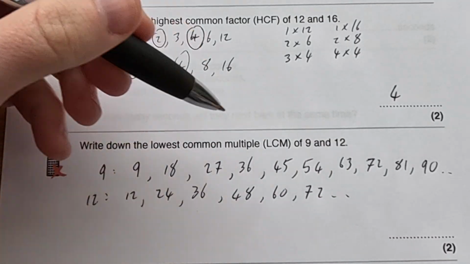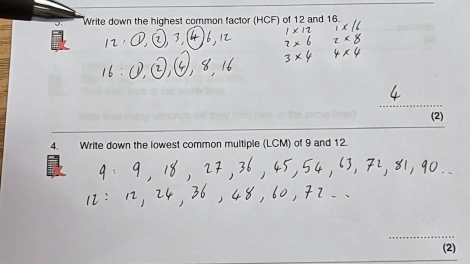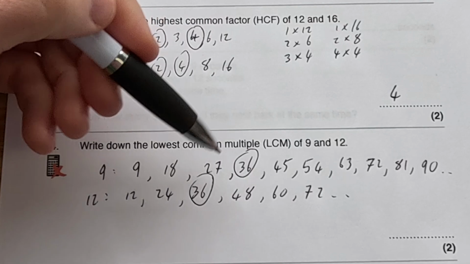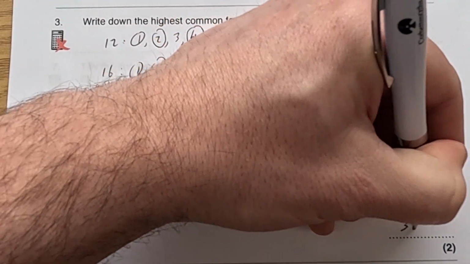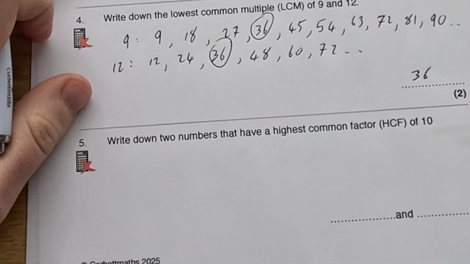So in terms of the lowest common multiple, as you can see here, we've got common multiples of 36, 72, and so on, but we're trying to find the lowest common multiple. So the lowest common multiple would be 36. It's the first number that's in both the lists of multiples of 9 and 12. So the answer is 36. 72 would be a common multiple, but it's not the lowest common multiple. Okay, let's look at question number 5.